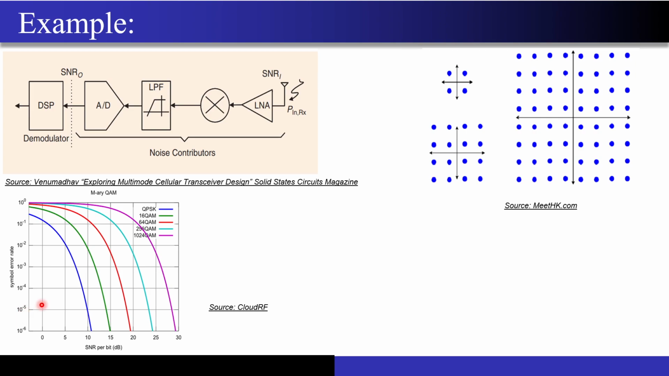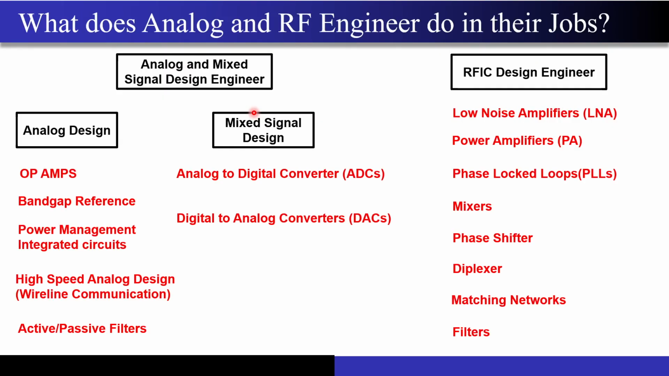But just look at 1024 QAM. The bit error rate is very close to 1. So what does this mean? If I transmit 2 bits, 1 bit might be corrupted out of it. Correct? So that is not a good thing. So this is how the SNR is actually decided.